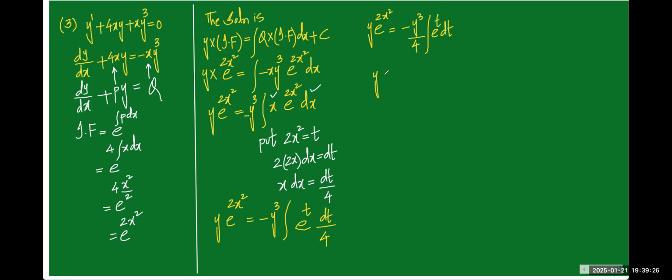This is y into e power 2x square is equal to minus y cube by 4. Integration of e power t is e power t only, like e power x is e power x. Now you can add the constant. Finally, our answer is y into e power 2x square as it is, minus y cube by 4 also as it is, and e to the power of t, where t value is 2x square, and finally plus c.